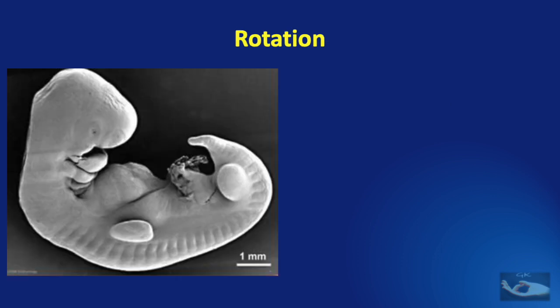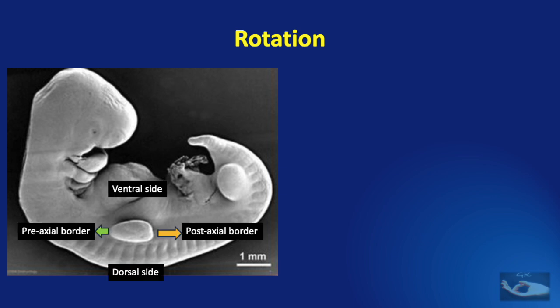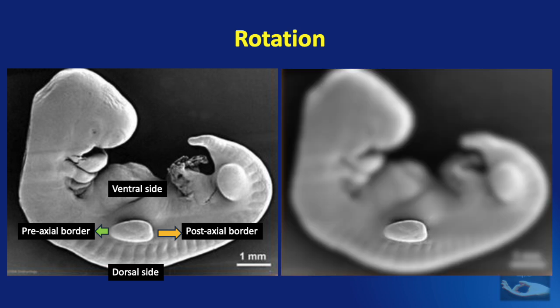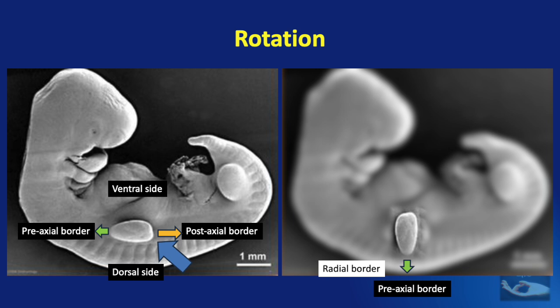To understand the orientation of the limb bud in the embryo, you will note the preaxial border, the postaxial border, the ventral side and the dorsal side. This limb bud undergoes a lateral rotation, which differs from the lower limb, which undergoes medial rotation. So in the upper limb bud, the preaxial border becomes the radial border, and the postaxial border becomes the ulnar border.